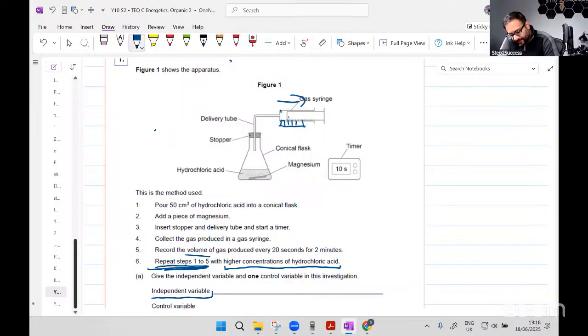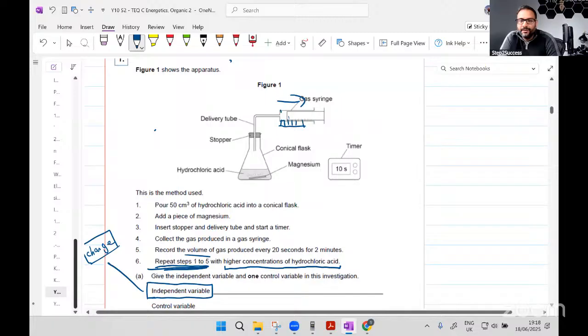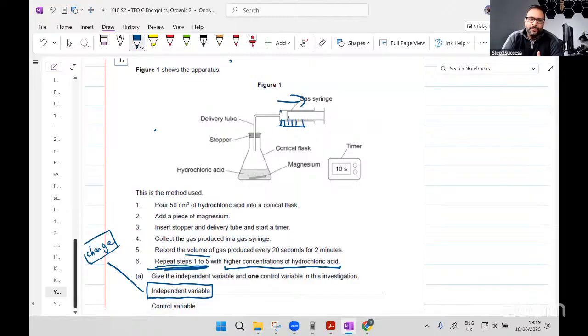When they ask you for an independent variable, the independent variable in an experiment is whatever we are changing each time we do the experiment. If you're doing an experiment, you must be changing something every time you do it. If you're doing it 20 times, you're not going to do the same thing 20 times, because that's the point. You're changing something to see whether that change makes a difference. That's what the independent variable is.